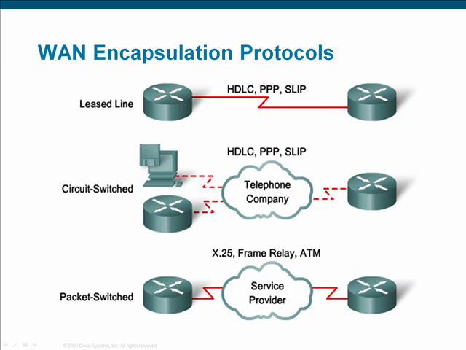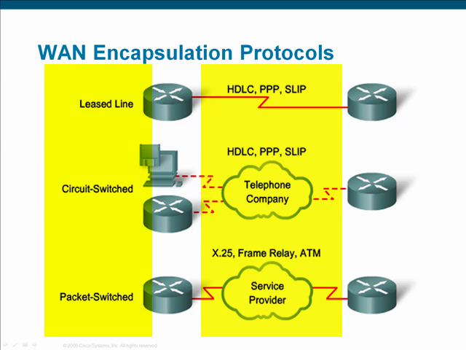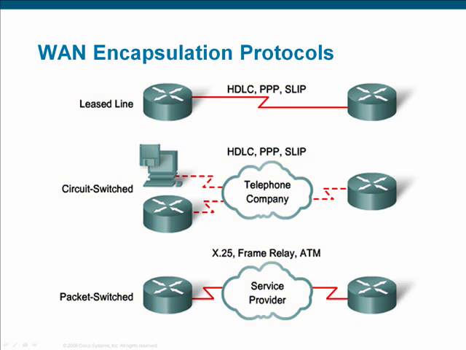On each WAN connection, data is encapsulated into frames before crossing the WAN link. The choice of Layer 2 protocol depends on the WAN technology and the communicating equipment. This graphic shows the most common WAN protocols and whether they are leased lines, circuit-switched, or packet-switched technologies. The two WAN protocols we will examine are HDLC and PPP.